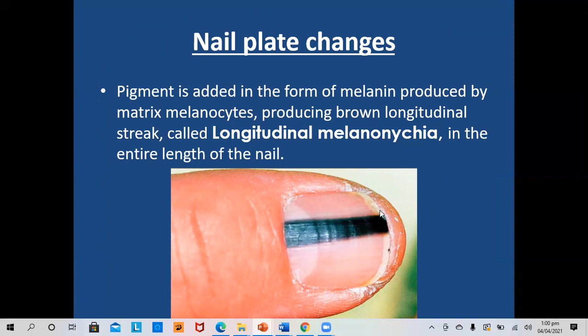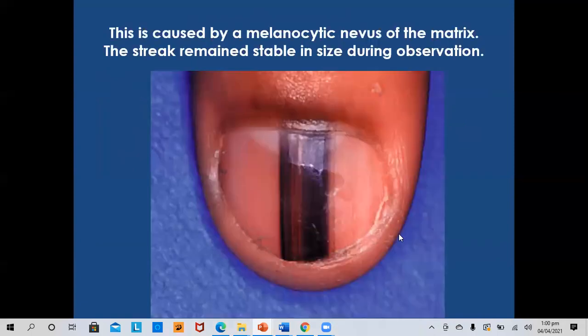Whenever there is irregularity in the edges or irregularity in the color, or you can see a nodule formation or bleeding, then this is suspected to be a melanoma. Otherwise, a plain black strip of nail is not at all melanoma. This is actually the melanocytic nevus of the matrix.